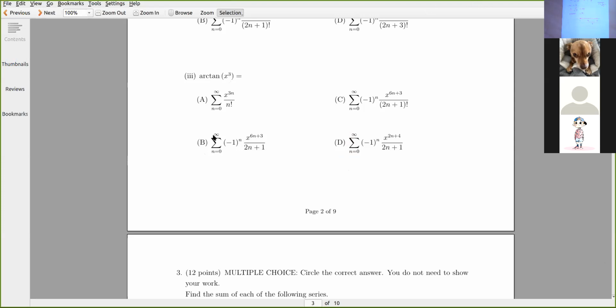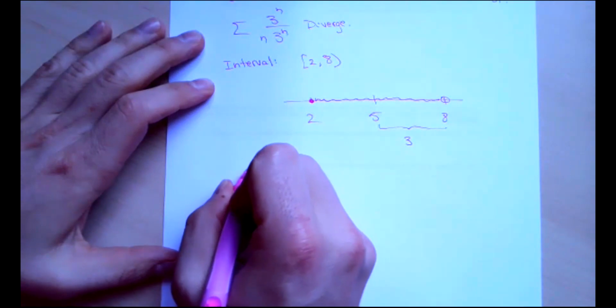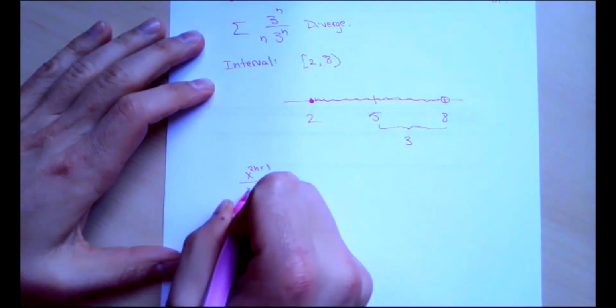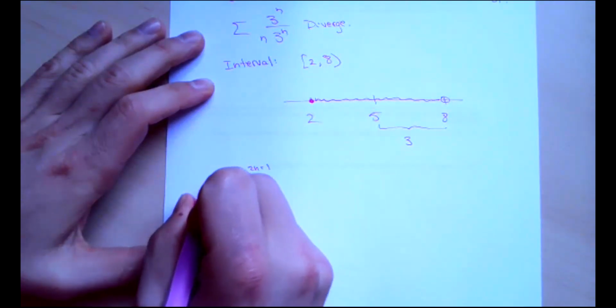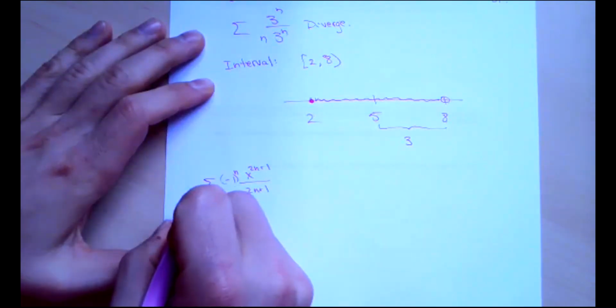So the arctan power series, I think it's x to the 2n plus 1 over 2n plus 1, and then it's alternating. So you just have to get comfortable with things like this. So this is our arctan series.